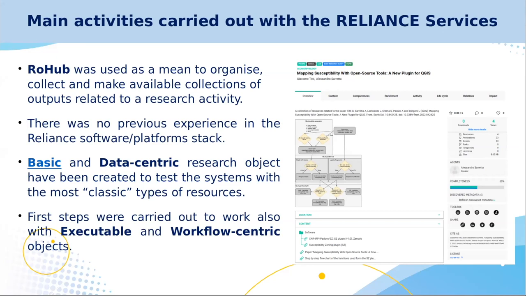So we wanted to try and use ROHUB and research objects as a means to organize in a better way and make available outputs related to research projects and research activities. In this sense, we use the basic and data-centric research objects because there are many types of them. And we have, in the most classic way, tried to collect elements in a research object so that they can be well presented and organized, not only for other people, but also for the researcher himself.